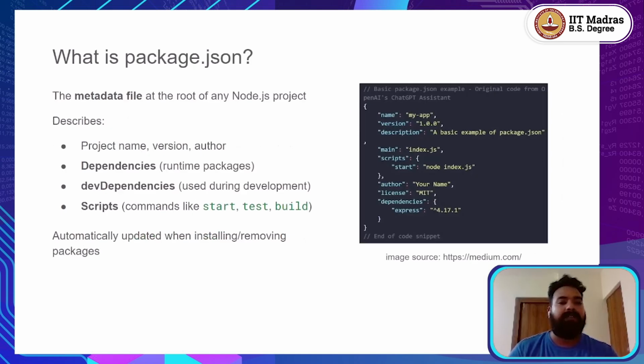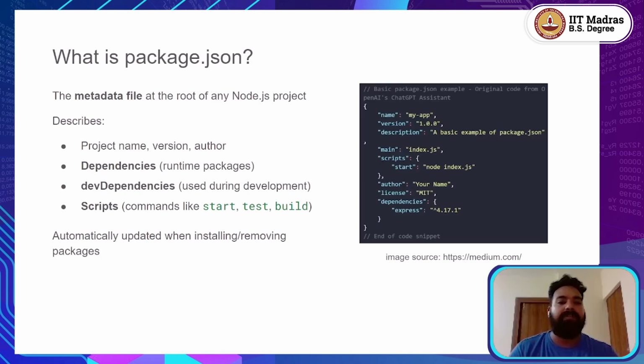Now that you understand what npm does, let's look at the file that keeps your project organized, package.json. The package.json file sits at the root of any Node.js project and acts as the metadata file for your project. It contains critical information such as your project's name, its version, the author's details, and most importantly, a list of your project's dependencies. Dependencies are the packages your application needs in order to run properly.